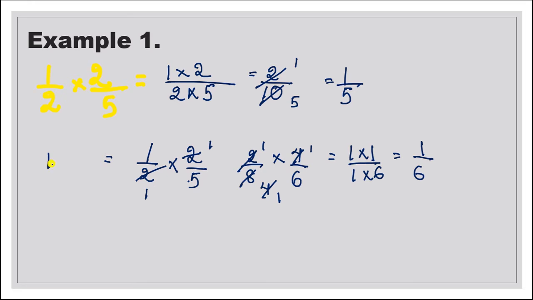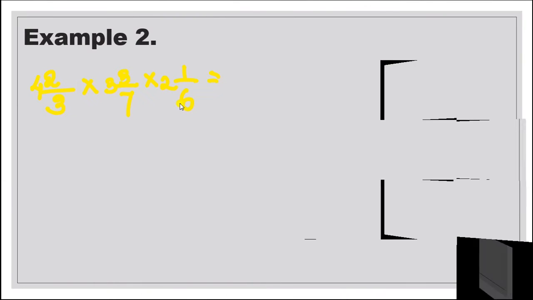So what do we get here? 1 into 1 by 1 into 5. Easy. We got the answer simply, 1 by 5. This is the first method, this is the second method. Easy. Now let us see the next one.